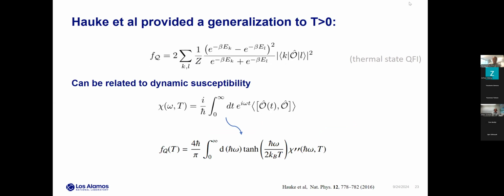Next slide, please. So importantly for experimentalists, this was dealing with a pure state. In real experiments, we always have a thermal mixed state because we can't get to 0 temperature. And so the generalization was provided by Hauke et al. in an important paper from 2016, where they derived a non-zero temperature equation for QFI and related it to dynamic susceptibility, shown in the bottom. And it's just an energy integral of dynamic susceptibility weighted by this hyperbolic tangent factor.